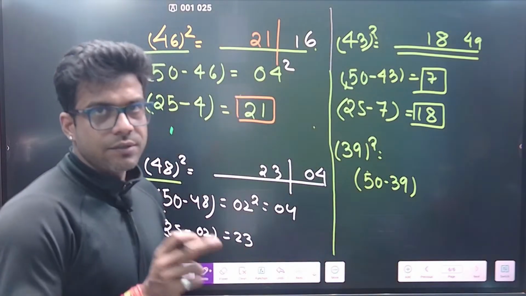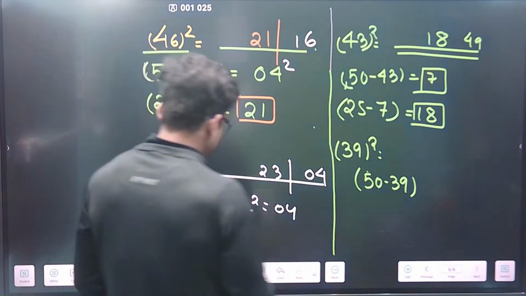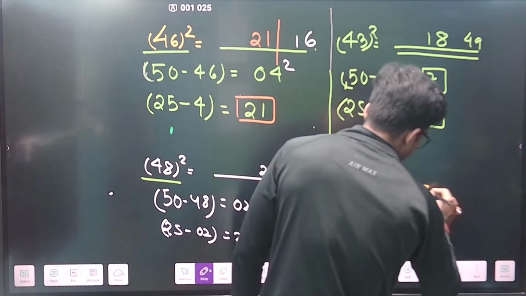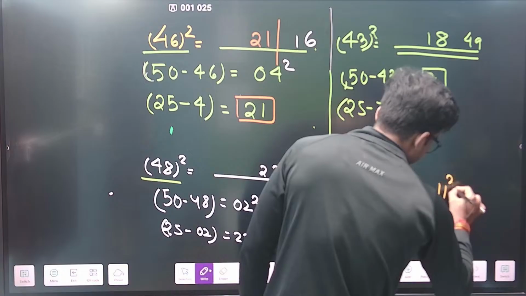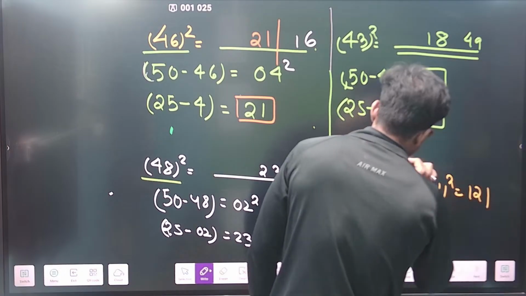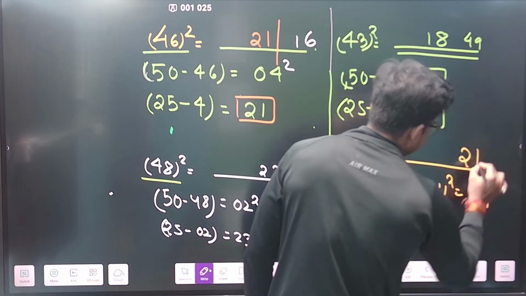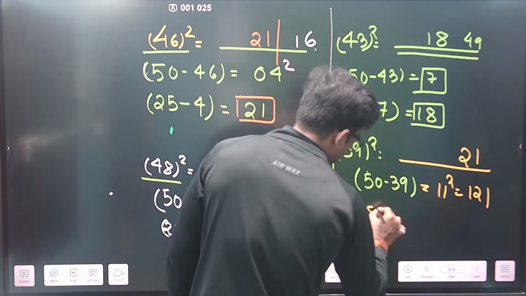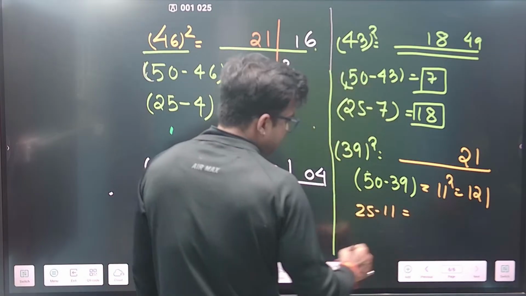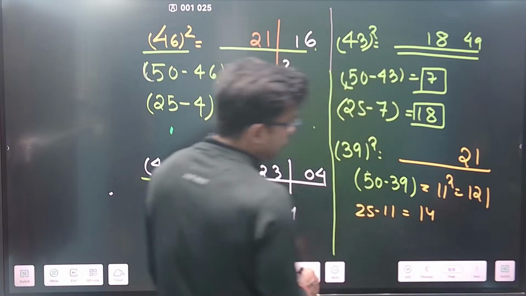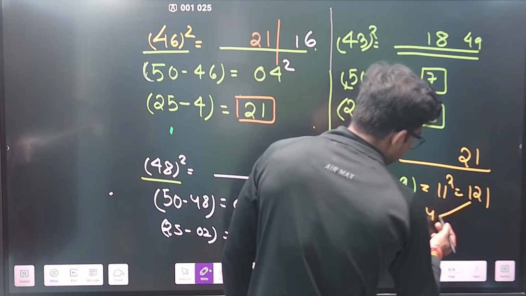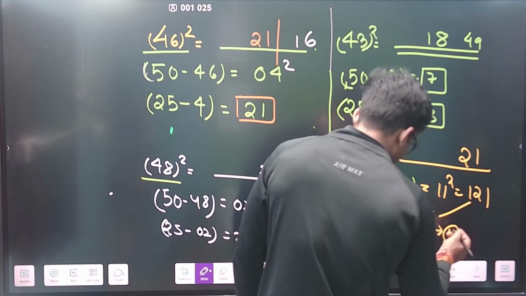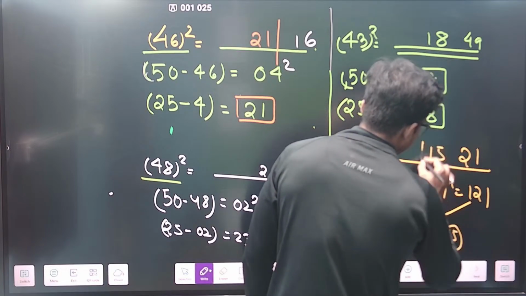50 minus 39 is 11. So you can understand, if this is 11, then the square would be 11 ka square, which is 121. Write down 21 here, 1 would be carry. So 25 minus 11 is 14, and the carry 1 gets added, becoming 15. So write down 15 here. So this will be 1521.